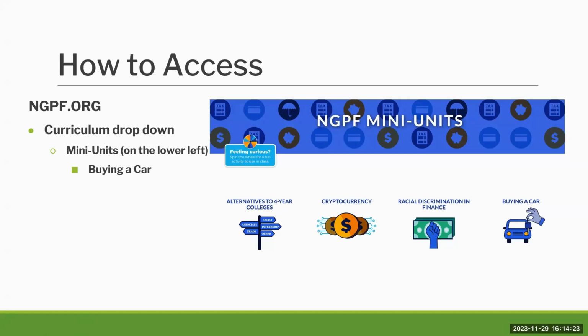To get there, you would go to their website, ngpf.org. Then you go to the curriculum dropdown, mini units, which is way over on the lower left, and then you click on buying a car.